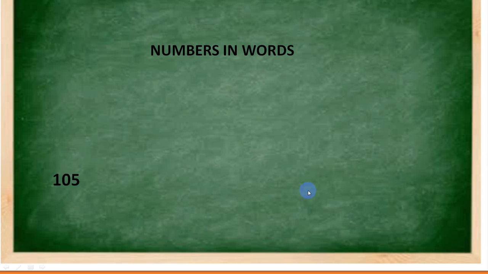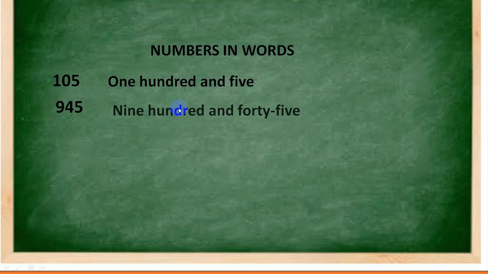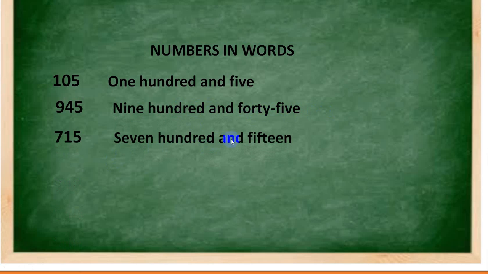Okay, next, 105. 100, the tens is 0, so we skip the tens and continue to the ones. 105 directly. Okay, 945, nine hundred and forty-five. 715, why no hyphen? Because 15 is one word, so there is no hyphen.